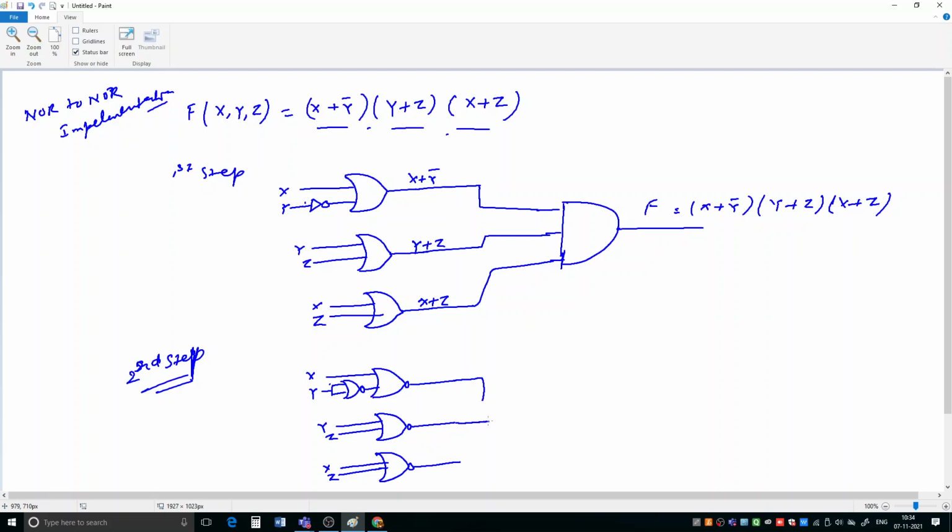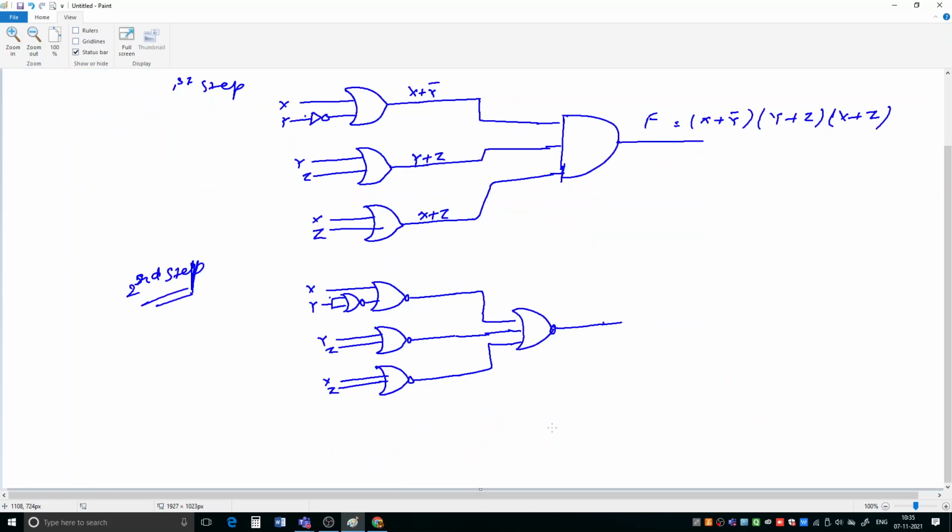So we have got this. At this point, what we have to do now? Here we have to replace all of them. We have to pass all these outputs to another NOR gate like this, because all the gates have to be replaced by a NOR gate. Okay, so now let us verify whether we have got the same output or not.